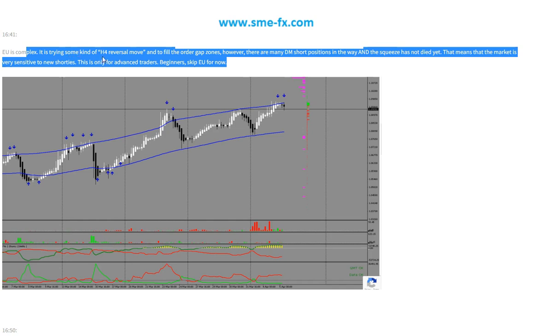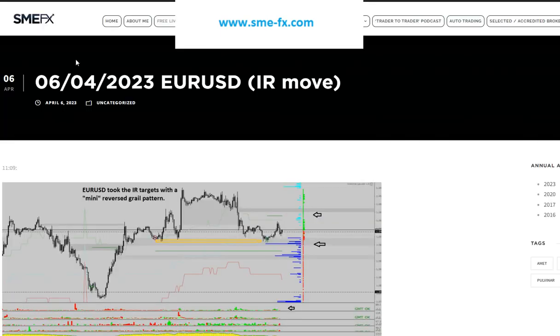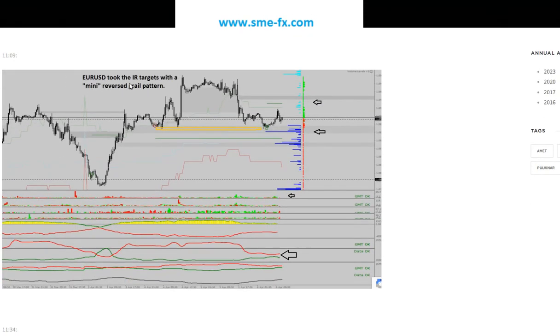Eurodollar is trying some kind of reversal move and to fill order gap zones. However, there are many dumb money short positions in the way, and the squeeze has not died yet. That means that the market is very sensitive to the shorties. Only advanced traders. Beginners skip Eurodollar for now, okay? And then on the 6th, we see finally the squeeze has died, you see? So the shorties got kicked out and left the market, and then the price came down further as a result, okay? And they did like this reversed grail pattern.